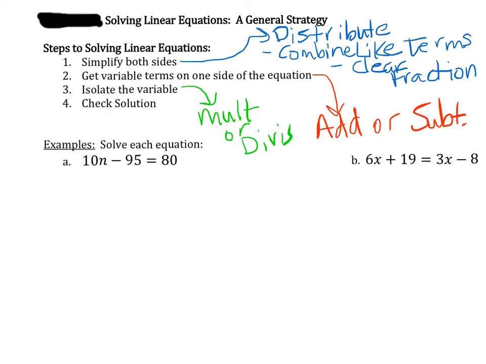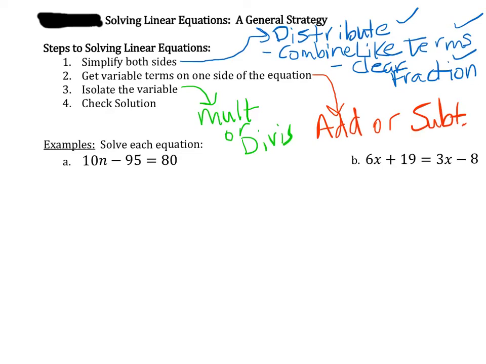Part A, we have 10n minus 95 equals 80. That first step says to simplify both sides. So I'm going to look at both sides individually and see if I can distribute, combine like terms, or clear any fractions. If I look at both sides of this equation, I can't do any of those. Both sides are already simplified. So I'm going to go to step 2.